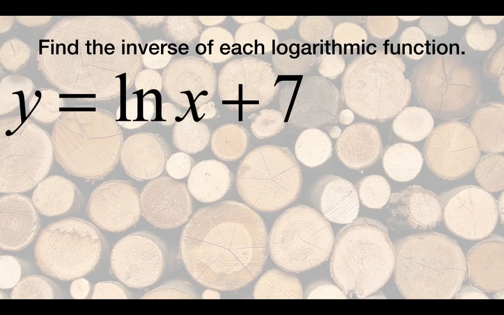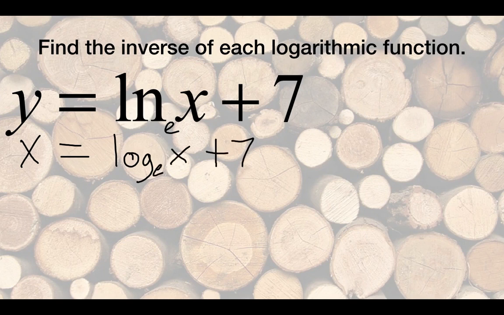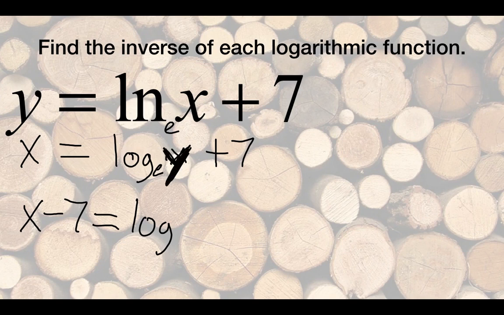Okay, and now let's look at this one. Remember, this is really log base e, so x equals, I'm just going to rewrite this as log base e of y plus 7. First step I would do is subtract 7 from each side. x minus 7 is equal to log base e of y. Sorry, I've been writing x both times when this should be y. At which point, e to the x minus 7 equals y.